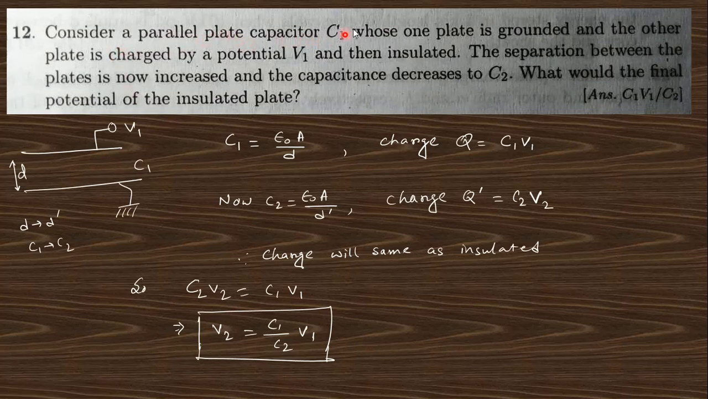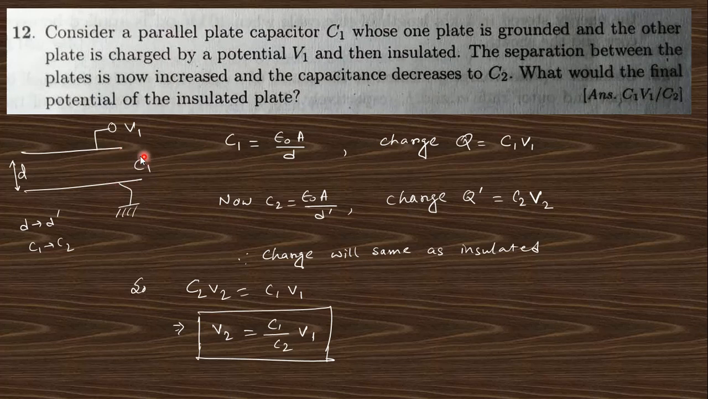Next question: consider a parallel plate capacitor C1 whose one plate is grounded and the other is at potential V1. They are insulated. The separation between the plates is now increased, so the capacitance decreases to C2, that is D increases to D prime and C1 changes to C2. What will be the final potential of the insulated plate?